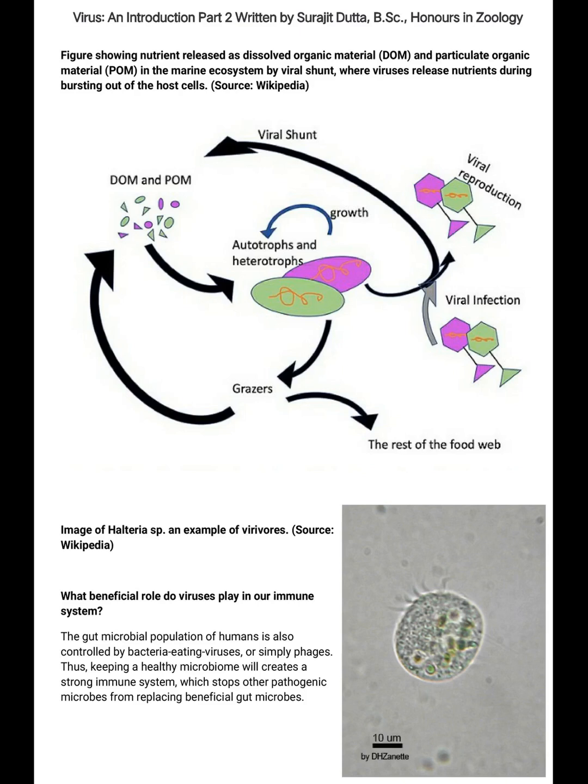What beneficial role do viruses play in our immune system? The gut microbial population of humans is also controlled by bacteria-eating viruses, or simply phages. Thus, keeping a healthy microbiome will create a strong immune system, which stops other pathogenic microbes from replacing beneficial gut microbes.